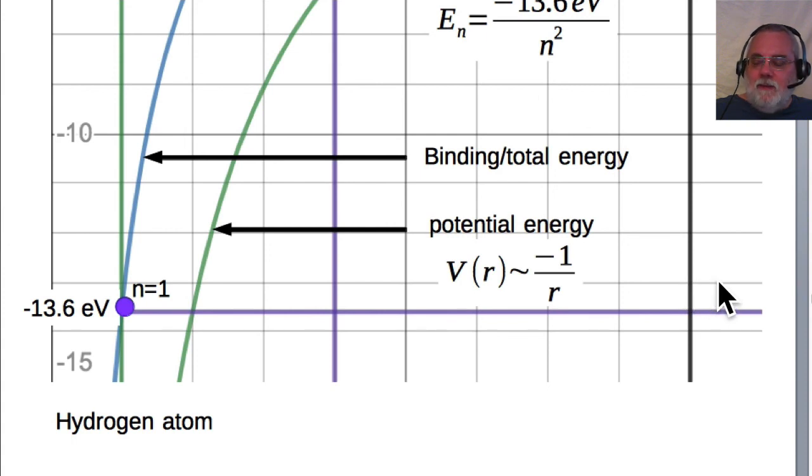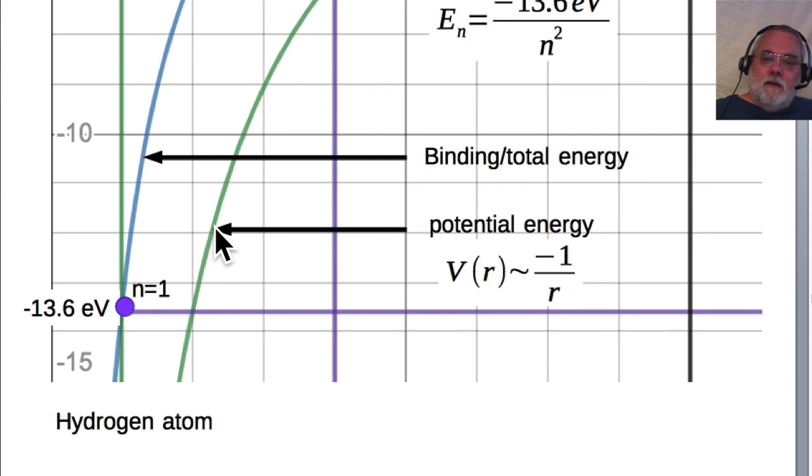The electron can be infinitely far from the proton, and then it's like it has escaped. But as the spacing gets closer and closer to 0, the potential energy, this green curve, gets more negative toward negative infinity. So this horizontal scale here is distance r. The vertical scale here is energy in electron volts. The green curve is potential energy.